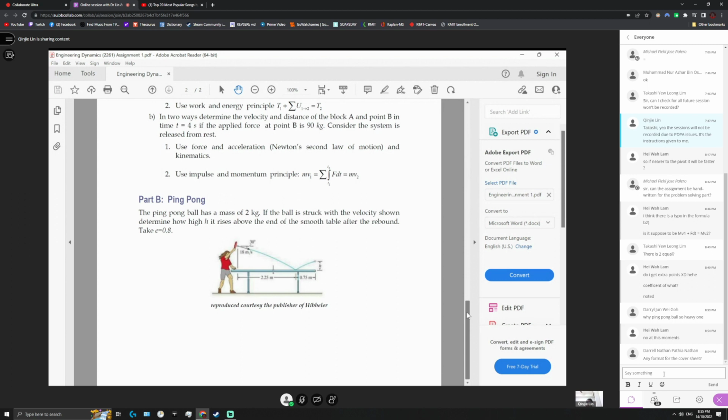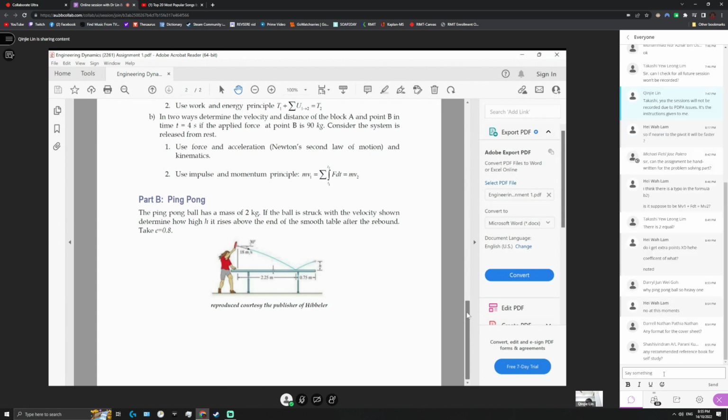Is there any format for the cover sheet? No particular format. Just make sure I know it's you. So your full name, your ID number, write the module, write the assignment number.